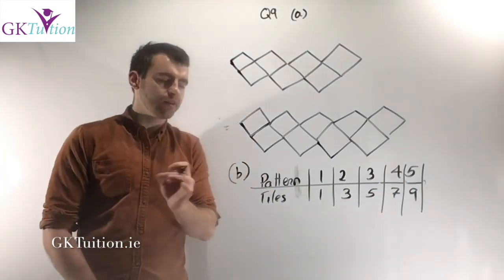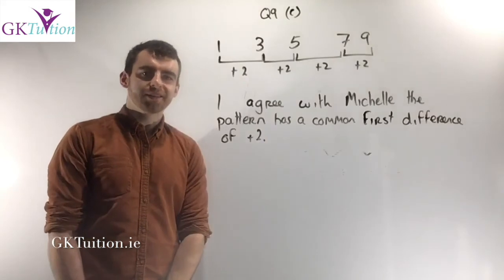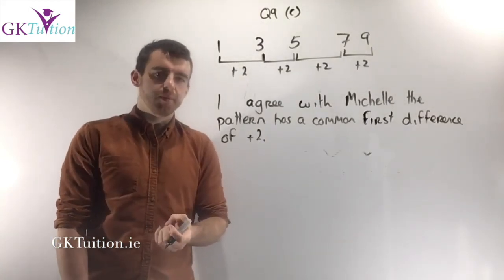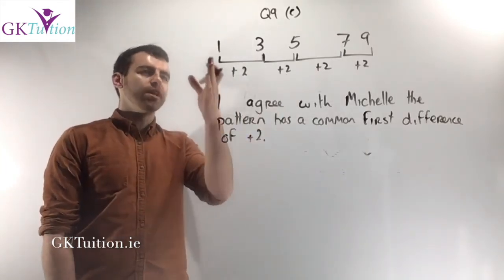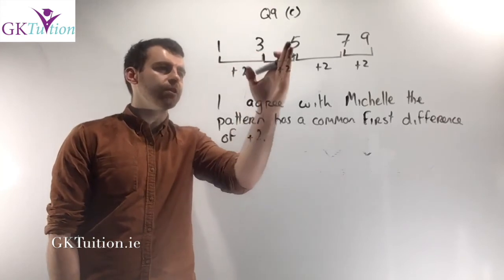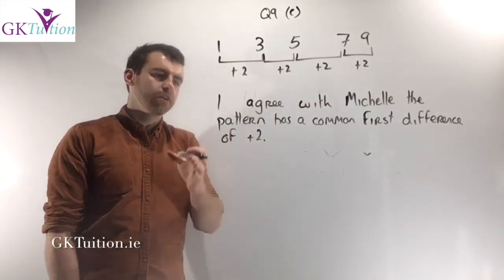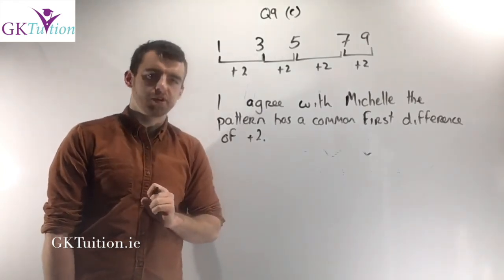Clearly we can see here that the pattern is increasing by 2 tiles every time. In part C, Michelle claims that the pattern is linear. In order to prove that a pattern is linear, you need to prove it has a common first difference. So I'd write it out like this and clearly indicate that the difference between the first five stages is 2 in each case. So you could say, I agree with Michelle, the pattern has a common first difference of +2.